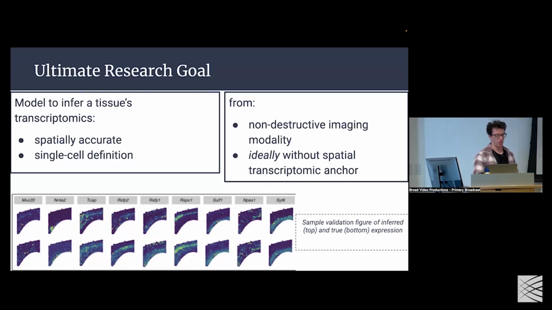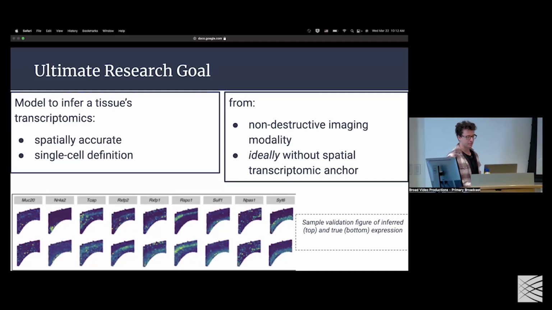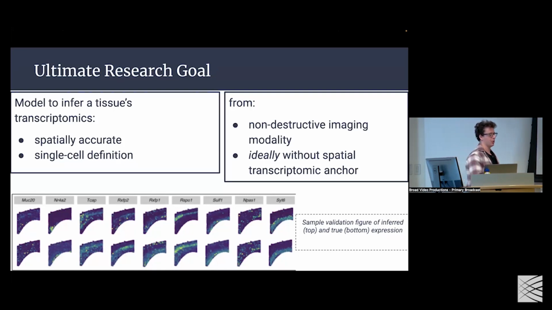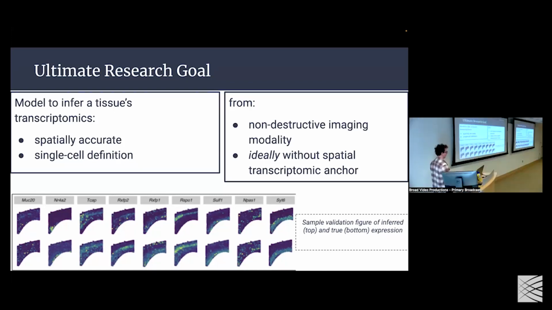And that is that we'd like to build models that infer tissues' omics data. In this case, we're interested in transcriptomics. And we would like to generate data that is spatially accurate. That is an incredibly important thing. A lot of the information biologists are interested in is spatially motivated, like what parts of the tissue, what is the cell-to-cell communication, et cetera. And that information is lost if we look at single-cell RNA sequencing.